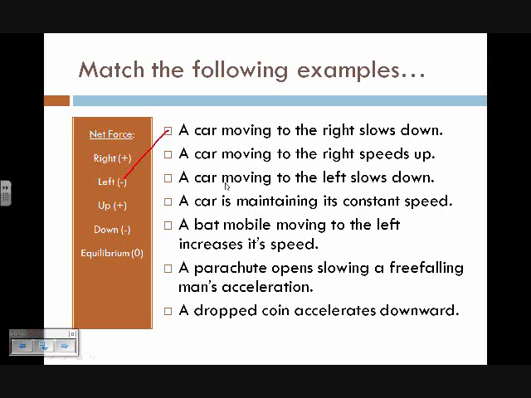Next, a car moving to the right speeds up. So in this case, the net force is to the right because the force going to the right is greater than the friction and air resistance forces against the car's motion. We know this is true because the car has an acceleration to the right. It's getting faster, so we know that the net force is going in that right direction.